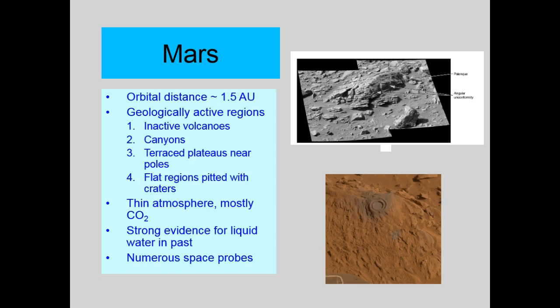Okay, geologically active regions. That means they have had volcanoes. They're mostly inactive now, but they have had active regions before. Canyons? What in the world is a canyon? Make some guess. So, like the Grand Canyon. What formed the Grand Canyon? Water. Water! Wait a minute. Does that mean that sometime there was water on Mars?